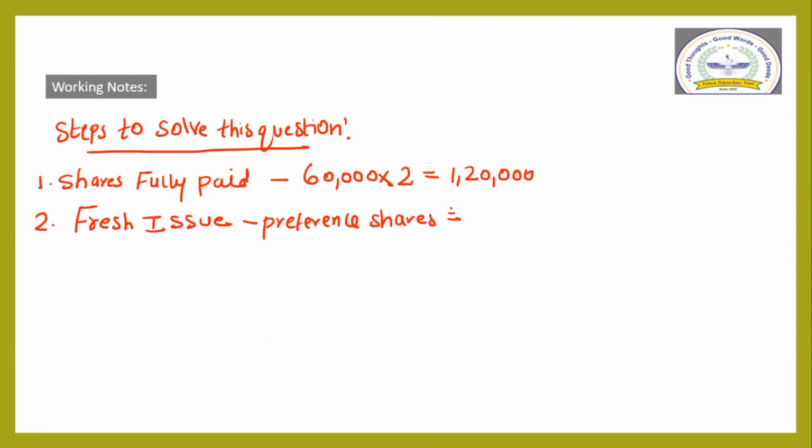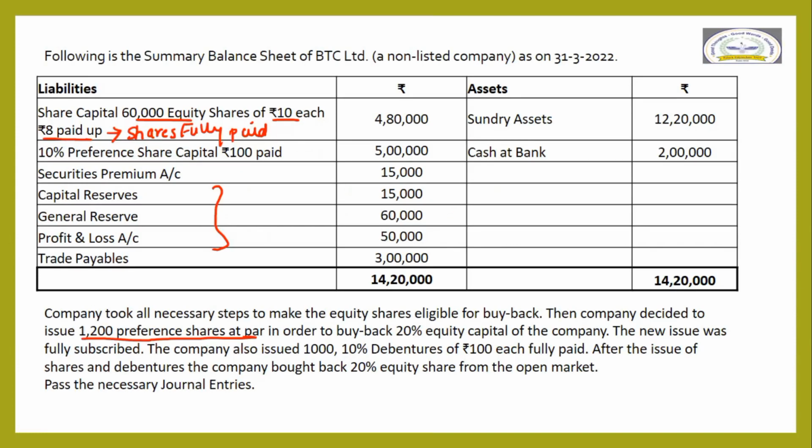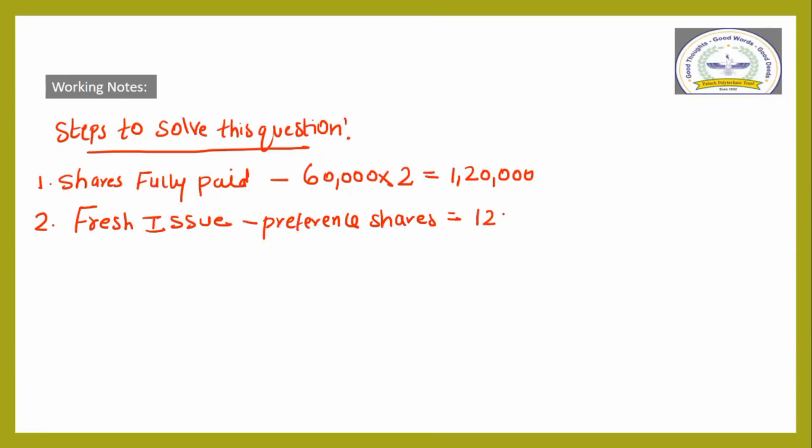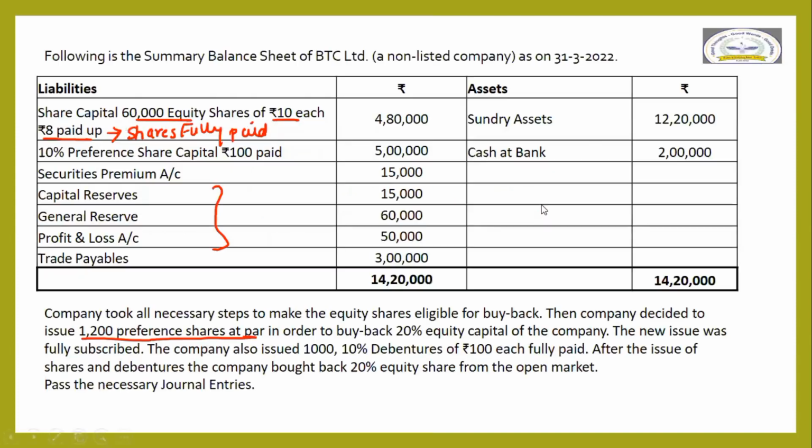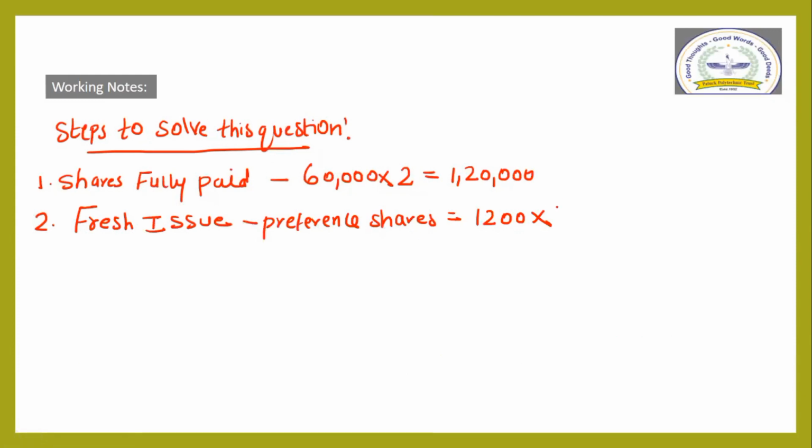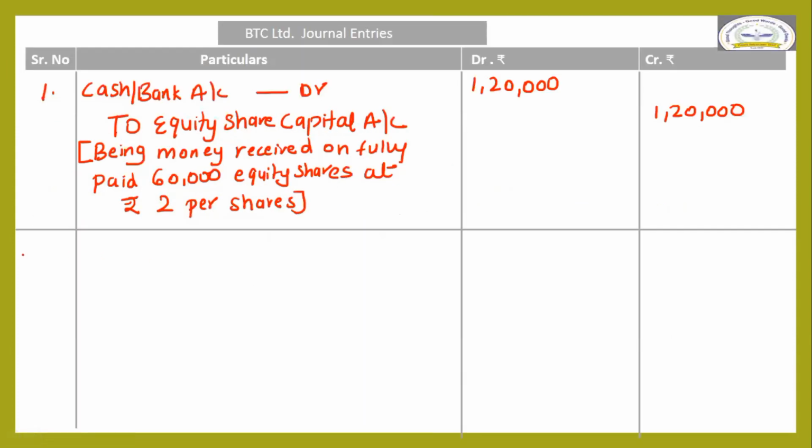Now we have to see the number of shares. How many shares are here? 1,200. The company has issued 1,200 shares, multiplied by the face value per share. The preference share face value is given as 100 paid, so we write 100 rupees. 1,200 multiplied by 100 is 1,20,000 rupees. It means the company has issued preference shares, so the money is going to come into cash or bank account. We write cash or bank account debit.